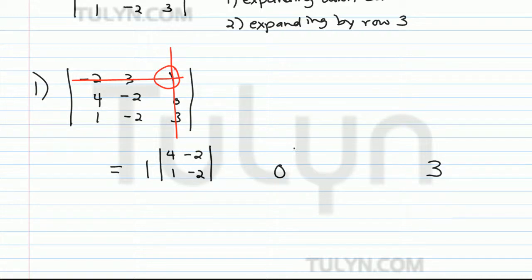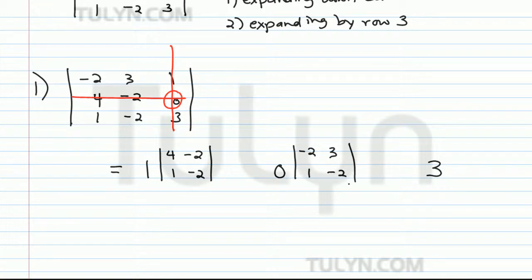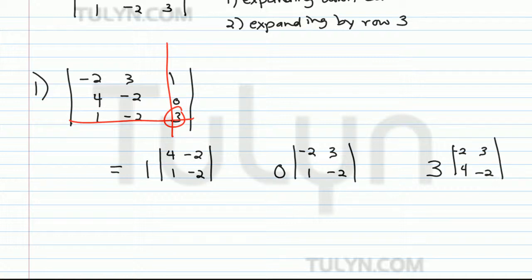Then for the 0, you do the same thing. Let's find 0 and get rid of the row that it's part of and the column that it's part of. What's left over is -2, 1 as the first column, and then 3, -2 as the second column. And then finally we do the exact same thing for 3. Get rid of the row, get rid of the column, and what's left over is -2, 4, and then 3, -2 as the second column.